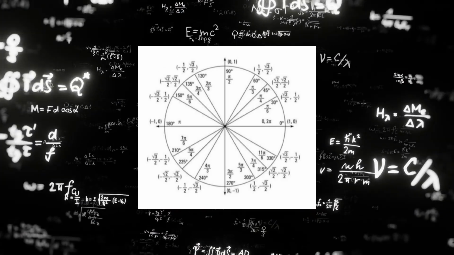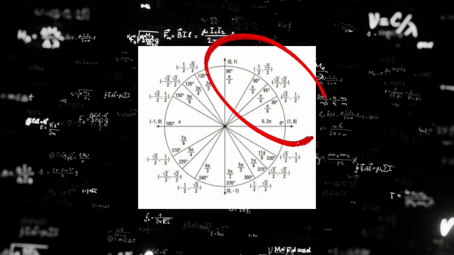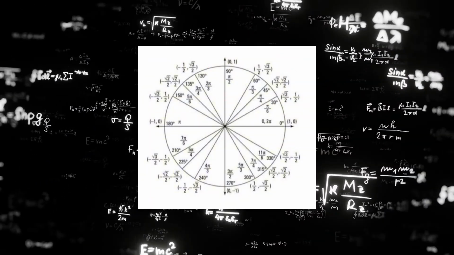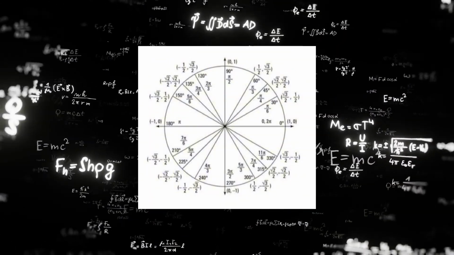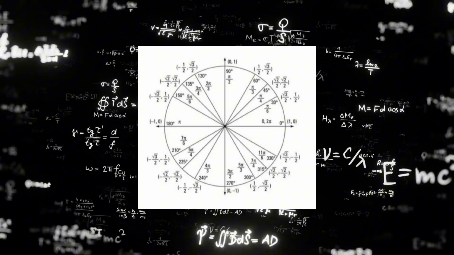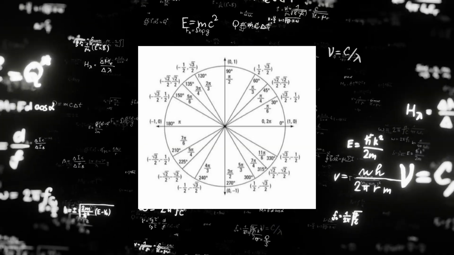The unit circle, specifically just the first quadrant. If you know the coordinates and angles for 0, pi over 6, pi over 4, pi over 3, and pi over 2, you can derive anything else on the fly using basic reference triangles.